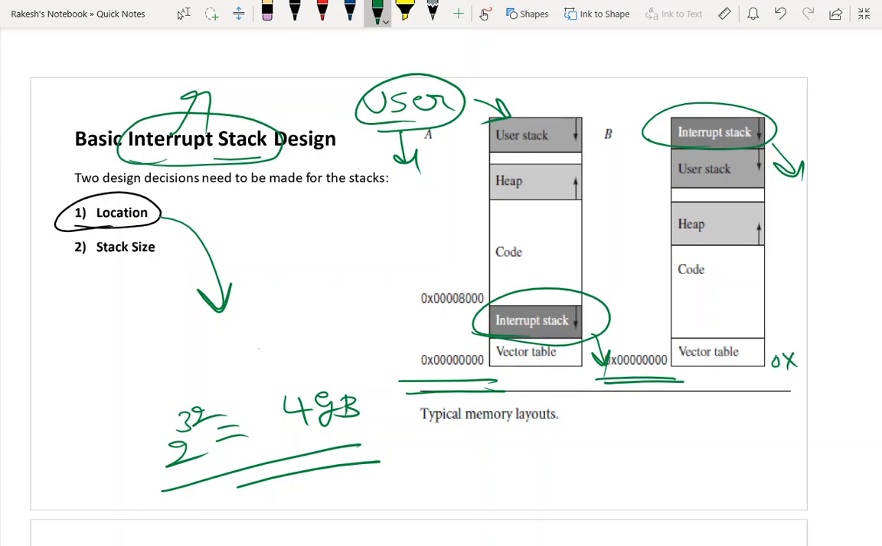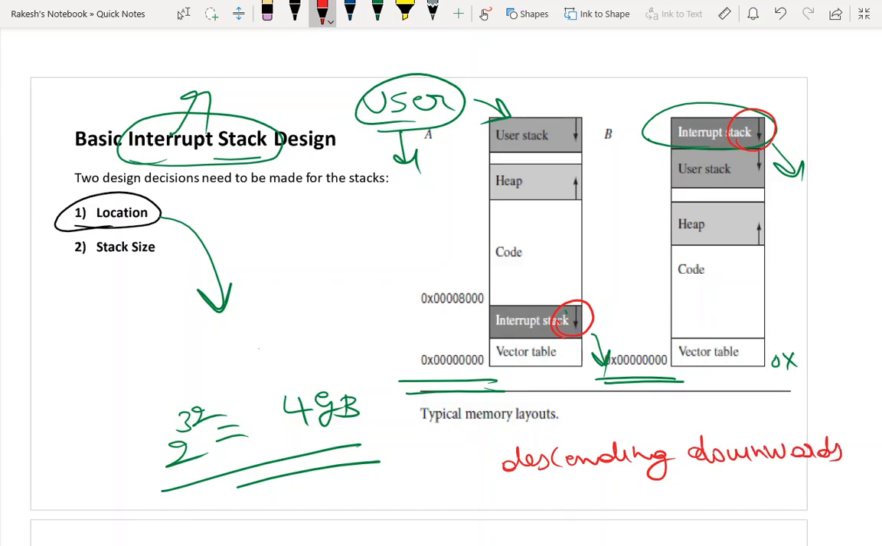Of course, one thing you have to understand is that, be it you put the interrupt stack above the vector table, or just above the user stack, the interrupt stack address is always descending. That is what is indicated by this arrow. As you can observe here, you have the downward arrow, which indicates the address is descending downwards. So location basically determines where in the memory map you want to put the stack.